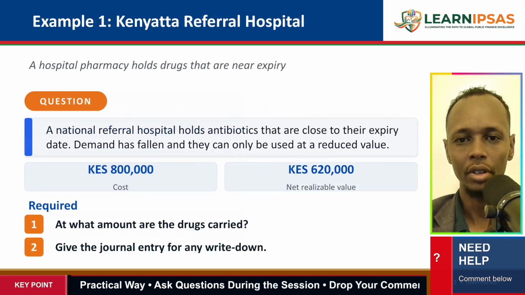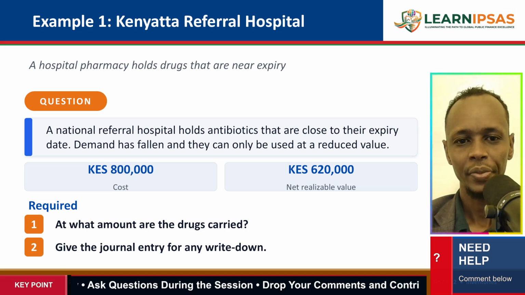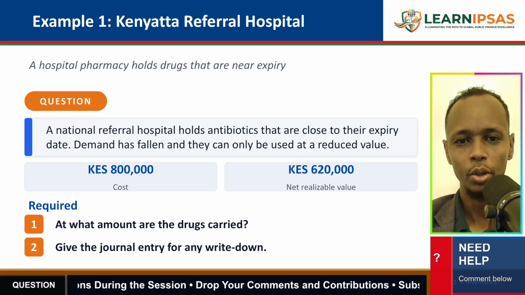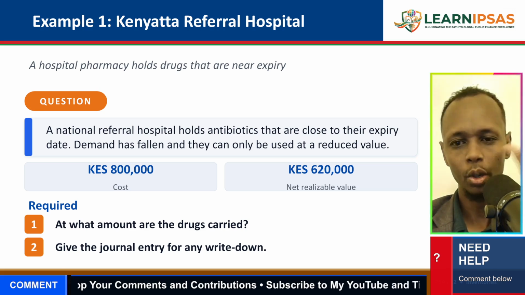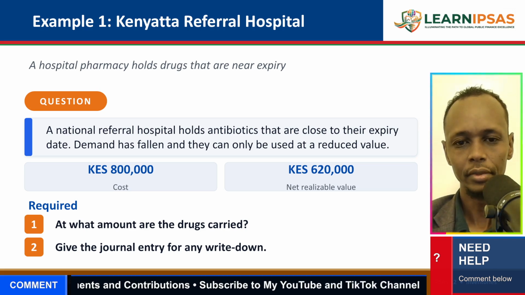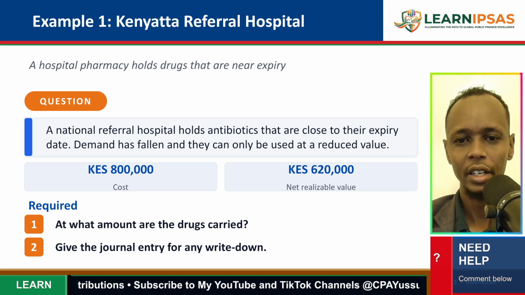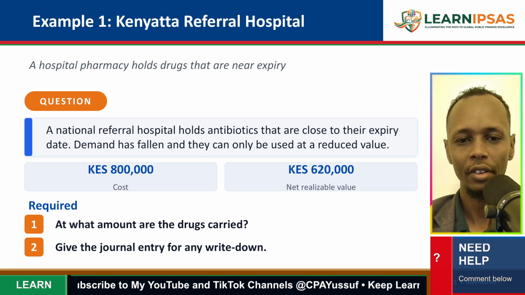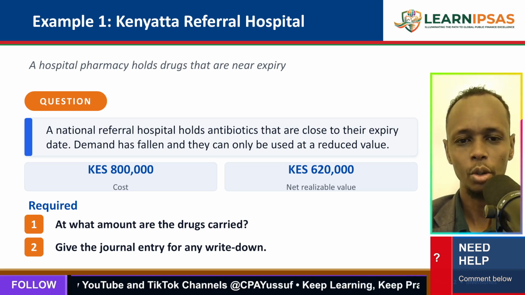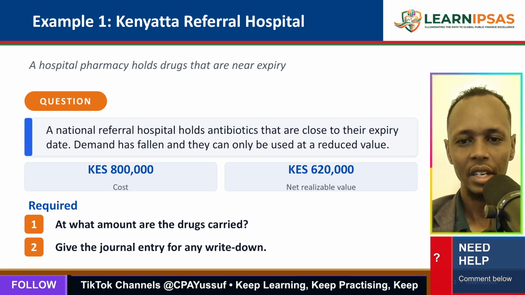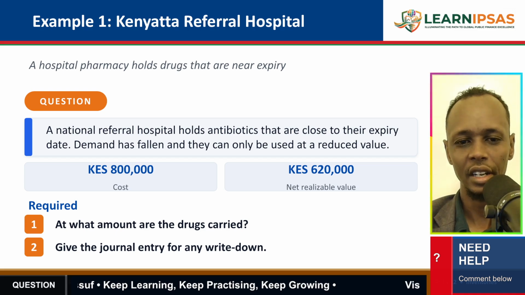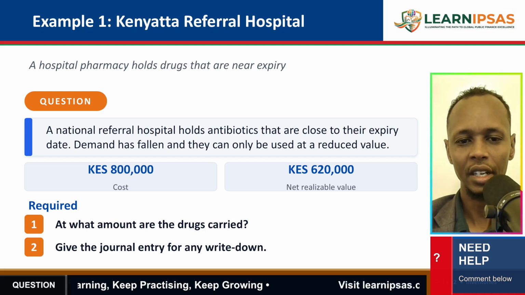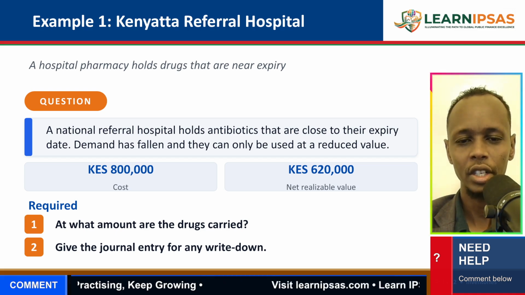Example: a national referral hospital like the Kenyatta Referral Hospital holds antibiotics that are close to expiry date. Demand has fallen and they can only be used at a reduced value. For example, the initial cost was 800,000. The NRV is 620,000. At what amount are the drugs carried? Give the journal entry for any write down.